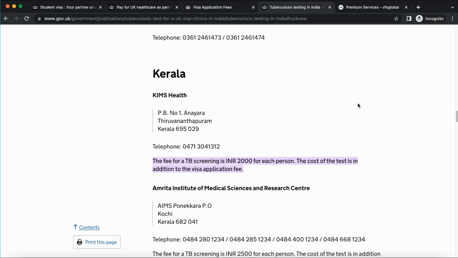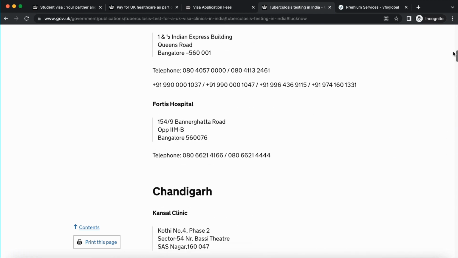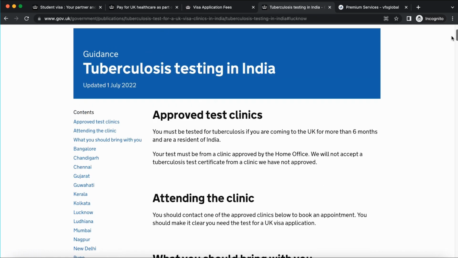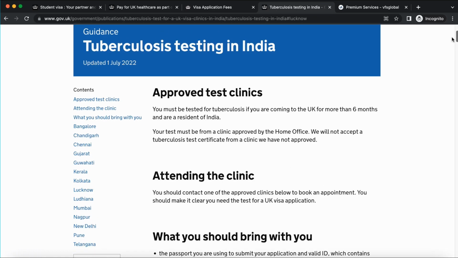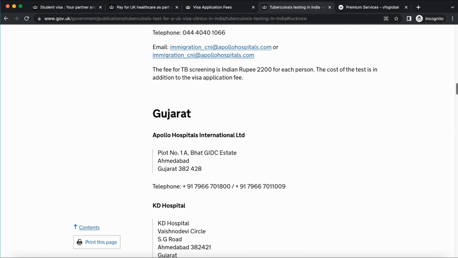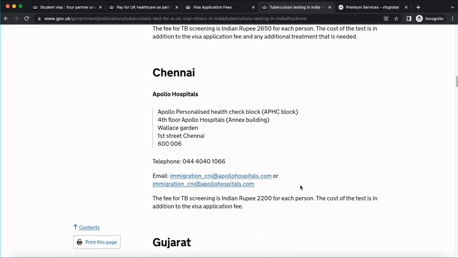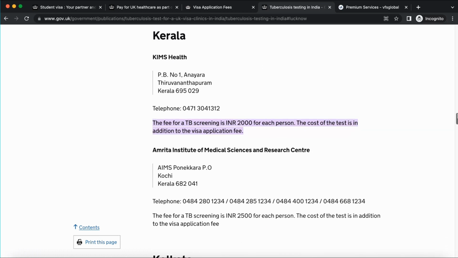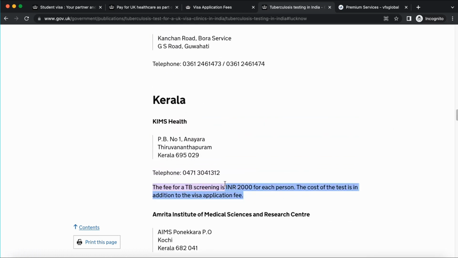Talking about your TB test, this again is on the government.gov.uk website, and the costing would differ from location to location, right? There are many approved test clinics across India, and every clinic would have different costing. Now on this website, the costing is not mentioned for every location, but for some centers, like this one here in Chennai, the costing is 2,200, which is roughly 22 pounds hardly. And if I scroll down to, let's say, Kerala, it is mentioned as rupees 2,000, again 20 pounds hardly.